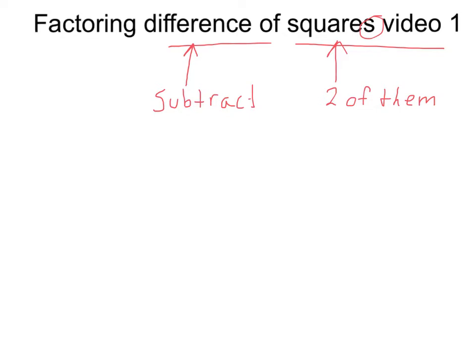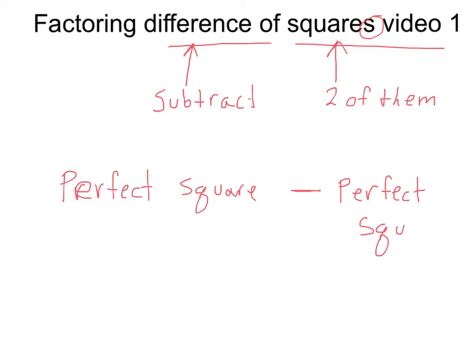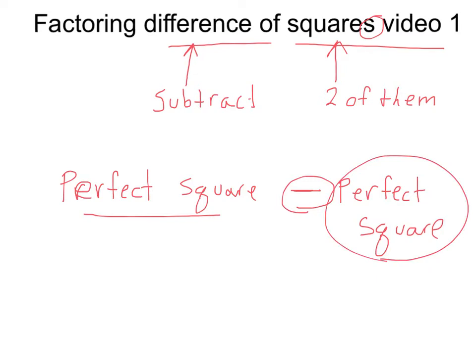Okay? So here's what you need to have a difference of squares. You need to have a perfect square. You need to have a minus sign. That's where the difference part comes. And then you need to have another perfect square. So if you have a perfect square and then a minus sign and then another perfect square, you have what's called a difference of squares, right? If it's not a minus sign, let's say it was a plus sign, then would it be a difference of squares? No.